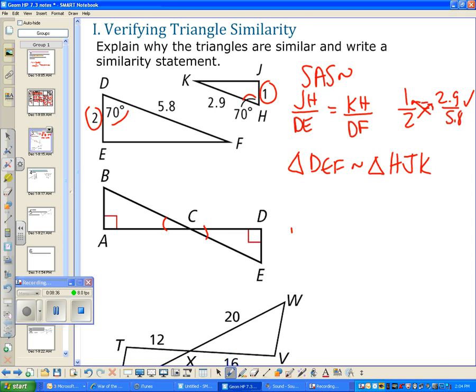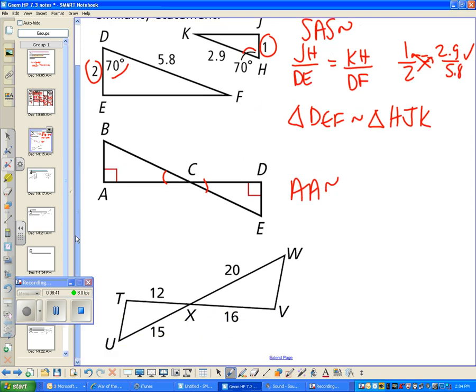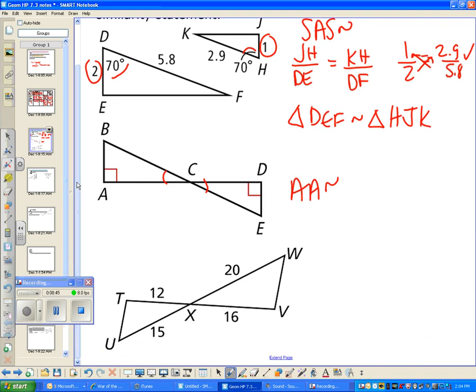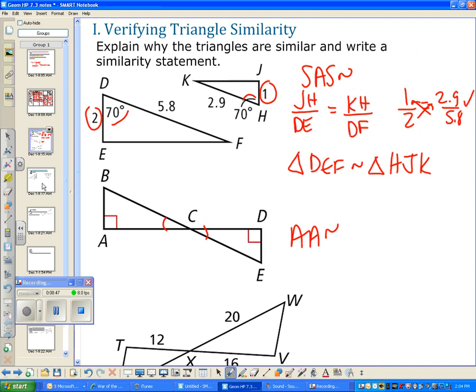So these would be similar by angle-angle similarity. Also, something to be aware of, besides vertical angles, is parallel lines. Parallel lines, think about those alternate interior angles.